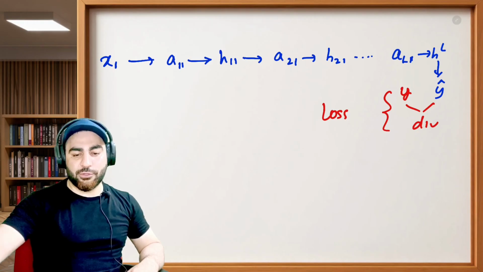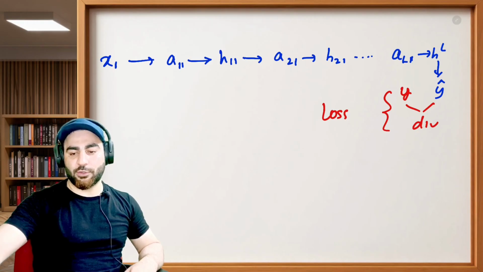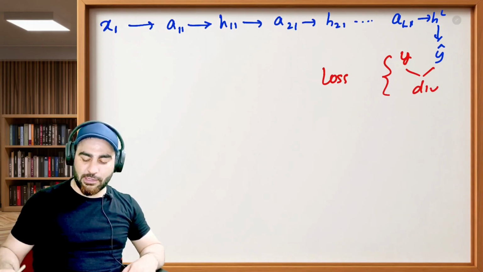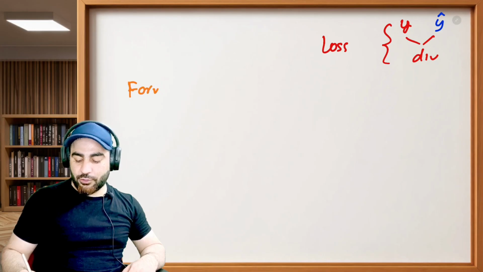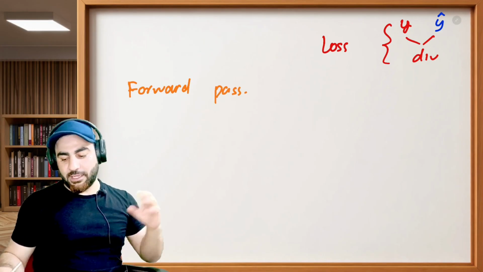And now suppose you have to perform computation on this. So what you will do? You will initially do forward pass. You know what forward pass is? The forward pass basically is you compute all of this stuff.